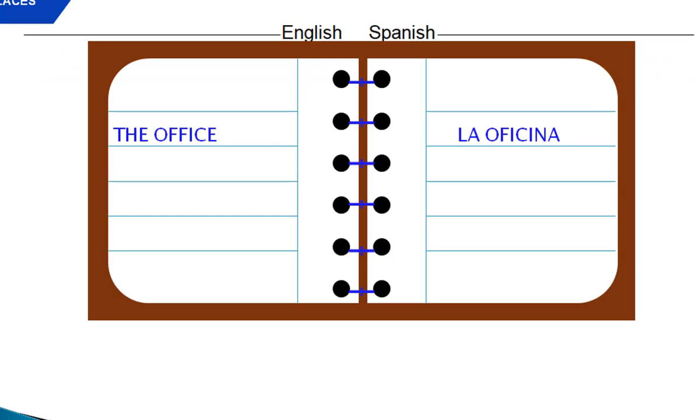Yes, there are places, office. So the terminology for office is la oficina. Then where do you go to eat in the office? Cafeteria. So it's la cafeteria or la cantina. The reception. An office has a reception.